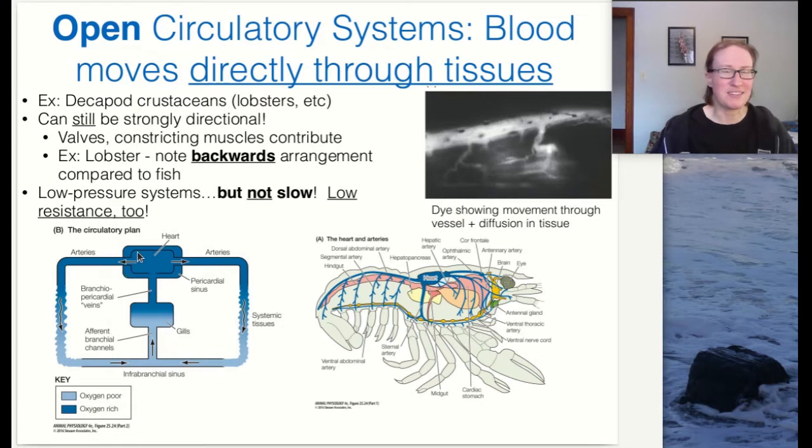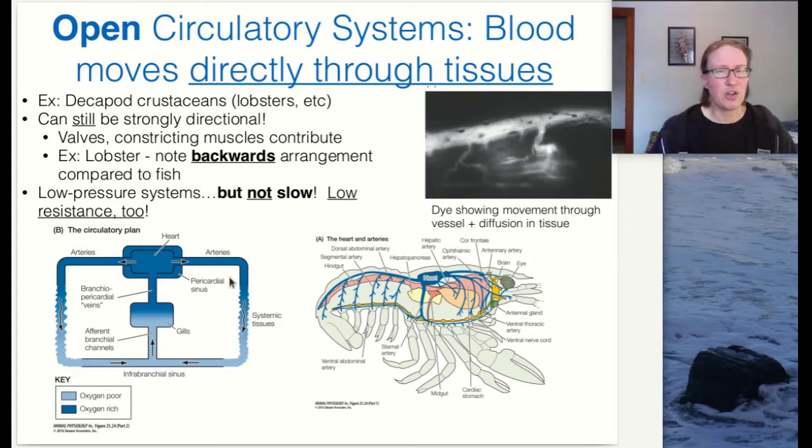And realize this is kind of backwards from what we saw from the fish, right? So in the fish, we had deoxygenated blood reaching the heart and then getting oxygenated, then reaching the tissues. Here we've got oxygenated blood traveling to the heart and then traveling back out to all of the tissues.